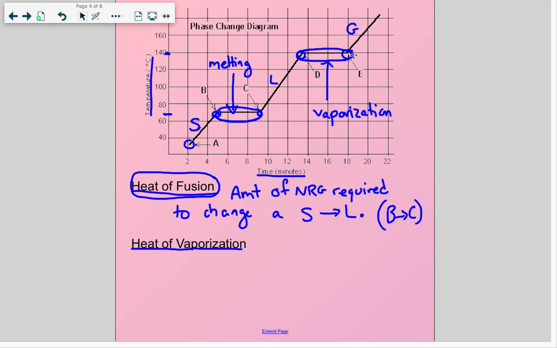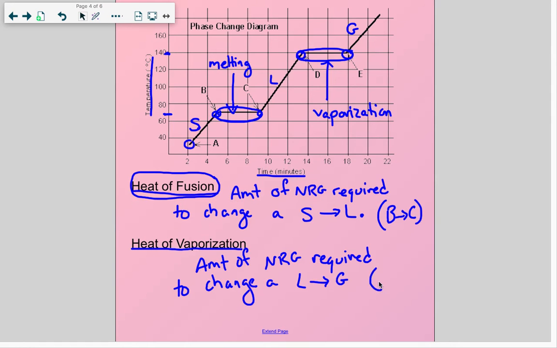I can see once again at this flat line between D and E, that would be where the heat of vaporization occurs, which is going to be the amount of energy required to change a liquid to a gas, and that occurs once again from D to E. Okay, and so that's what we're looking at with this one. Heat of vaporization, heat of fusion, it's basically the energy that goes into it, and so that energy directly affects the temperature as well.